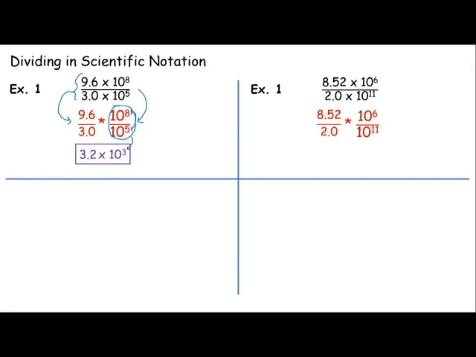8 divided by 2 is 4. 52 divided by 2 is 26. So this is 4.26. Our rule for dividing exponents is subtract the exponents. This is 6 minus 11, which is 10 to the negative 5th. Remember, we're going to leave this as 10 to the negative 5th because our goal was to put it in scientific notation, not in simplest form. Piece of cake, right? Give you another one.